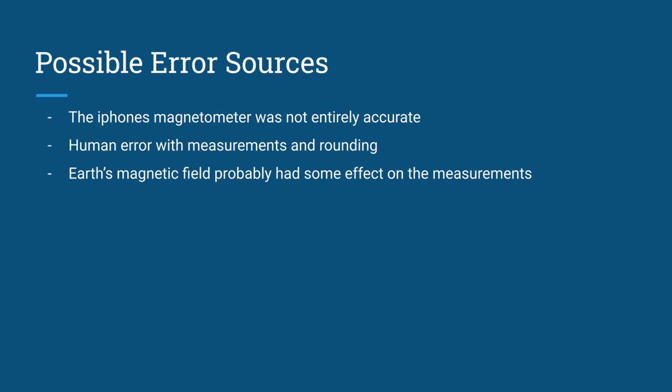Some possible error sources could be the iPhone's magnetometer, which probably was not entirely accurate because it was a phone app we used and it will not always be completely accurate. And then, of course, we also have human error, with the measurements and calculations, rounding, and the movement on the meter stick. And also we have the Earth's magnetic field. It probably had some effect on the measurements, whether it wasn't entirely facing the right direction or the values were different than what we recorded them to be.